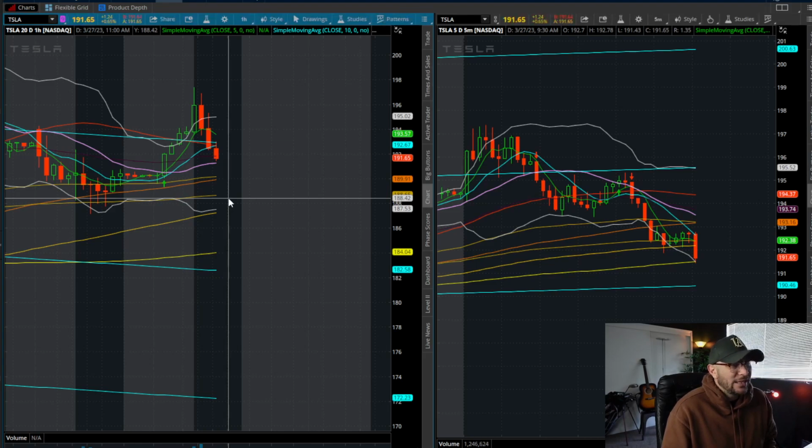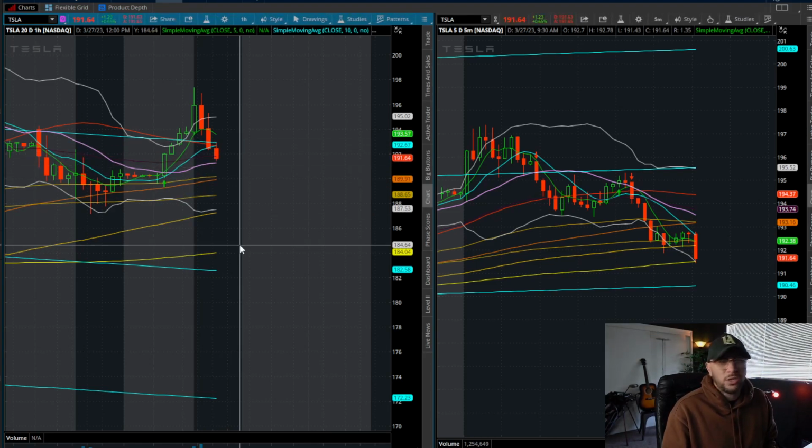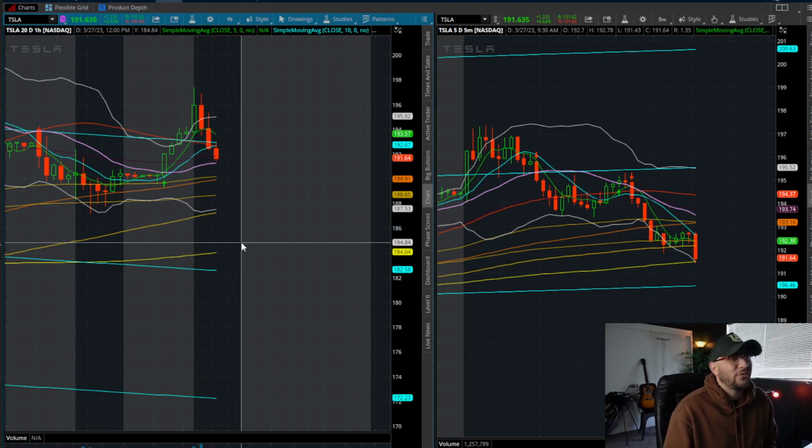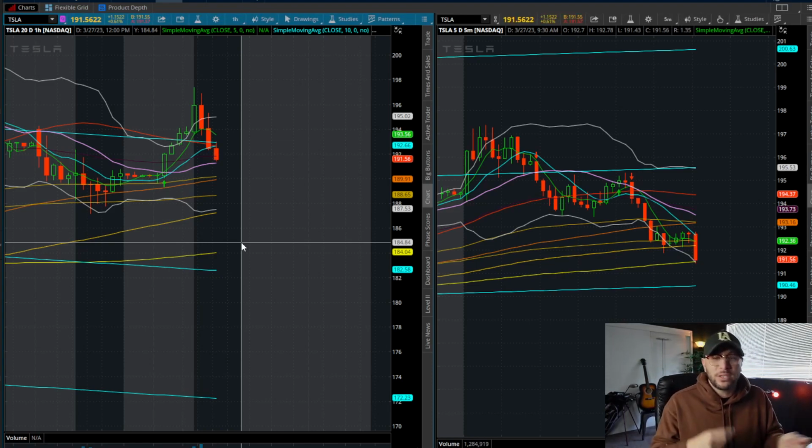But again, these are not positions that you put on and expect it to come to 180. You don't expect it to go to 180, 185. What you're looking for is 75 cents. You're looking for $1. And as soon as you get it, you want to take profits, because that's what it's all about. It's all about taking money.